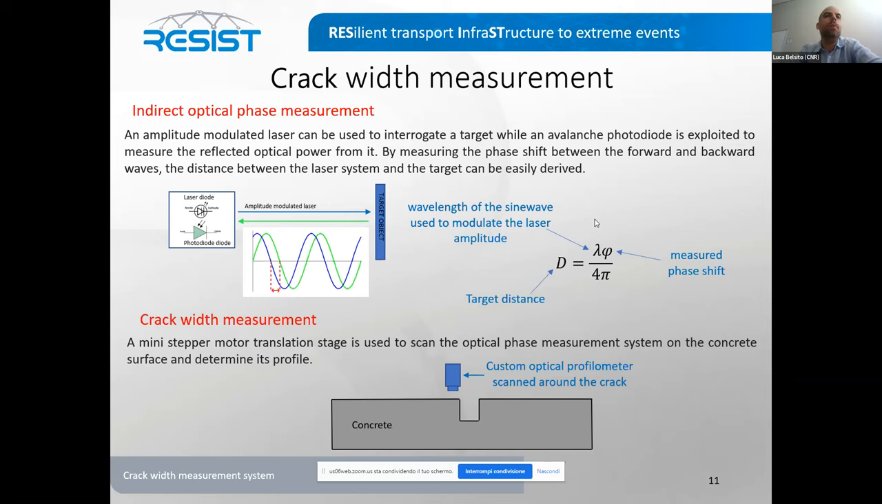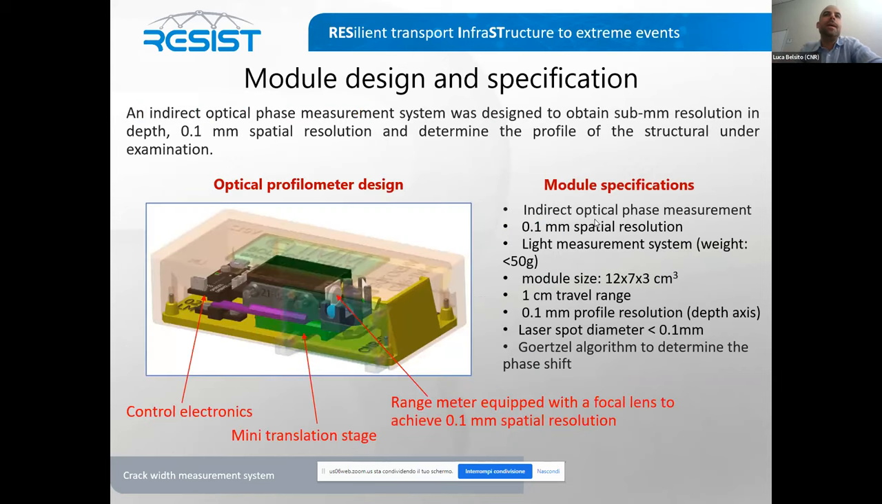We scan this optical profilometer around the crack to determine the profile of the crack and then determine the width. Here we can see the design. The system has a size of 12 by 7 square centimeters. The resolution of the system is 0.1 millimeter in the depth and also in the lateral resolution. This is done by having a laser spot diameter less than 0.1 millimeter.